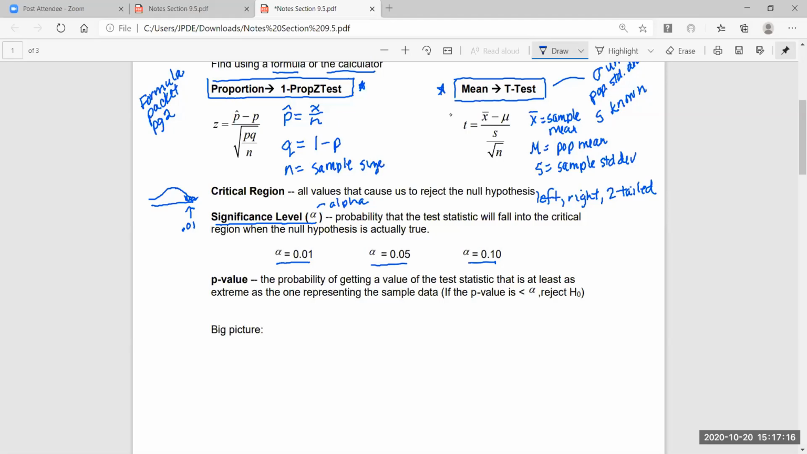And when you look at this, alpha is typically given to you. The significance is typically given to you. If it's not given, so let me put this here, if not given, use alpha equal to 0.05.